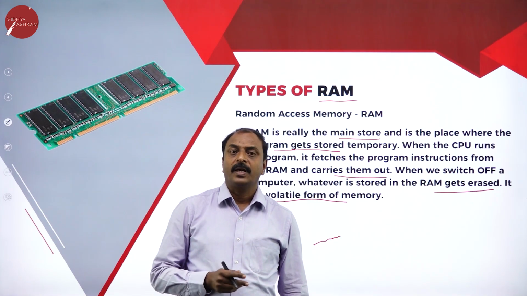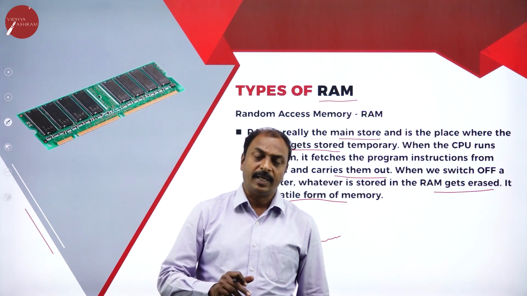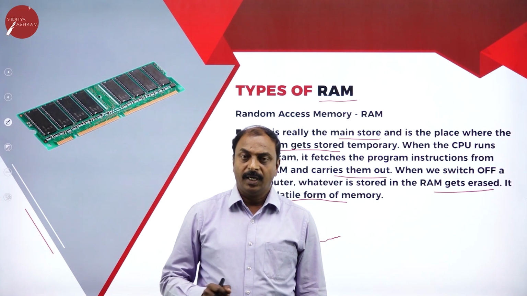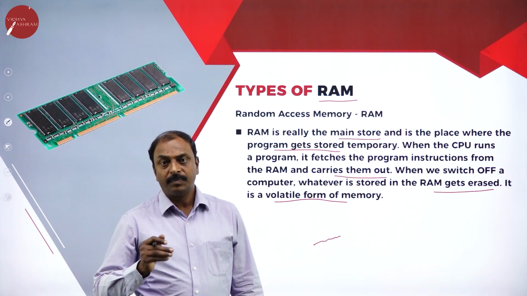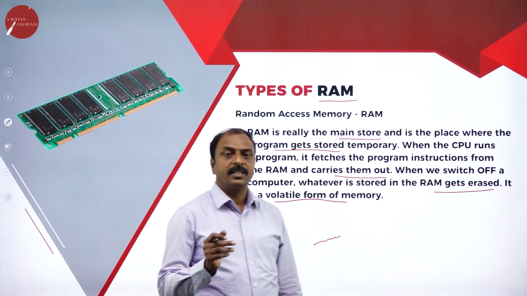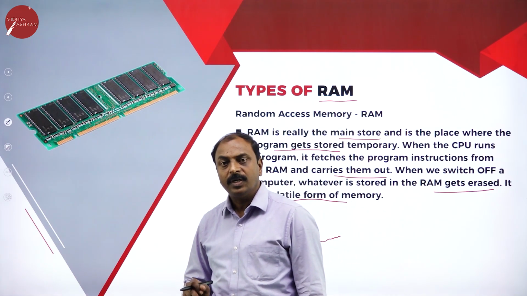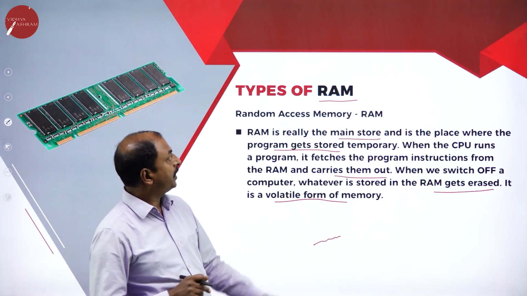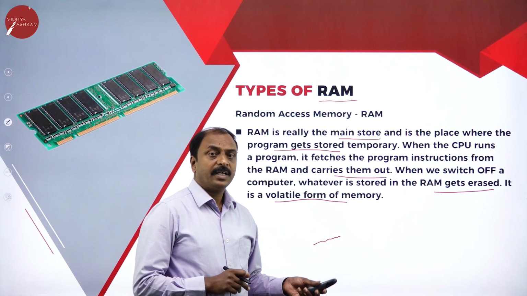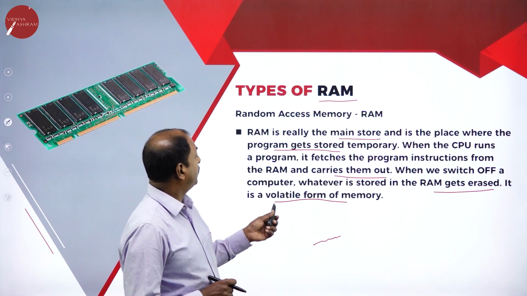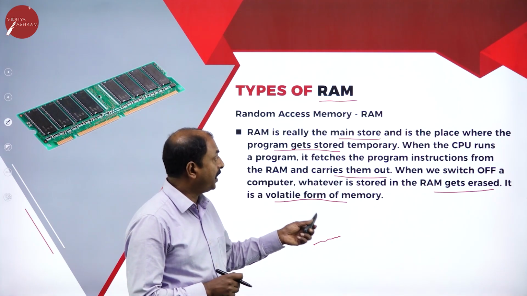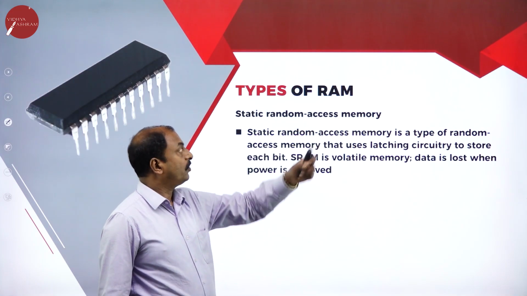Volatile in the sense that data is stored temporarily, and data is available to the user as long as the system is on. Once the computer system is off, the data, the content stored in RAM will be erased. That is why it is called a volatile memory. Now let us see types of RAM.